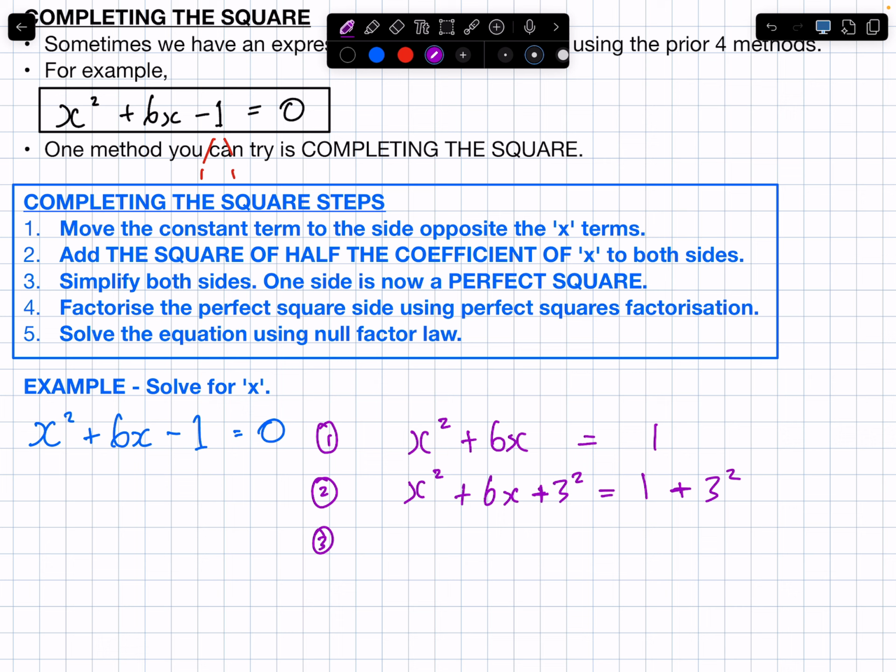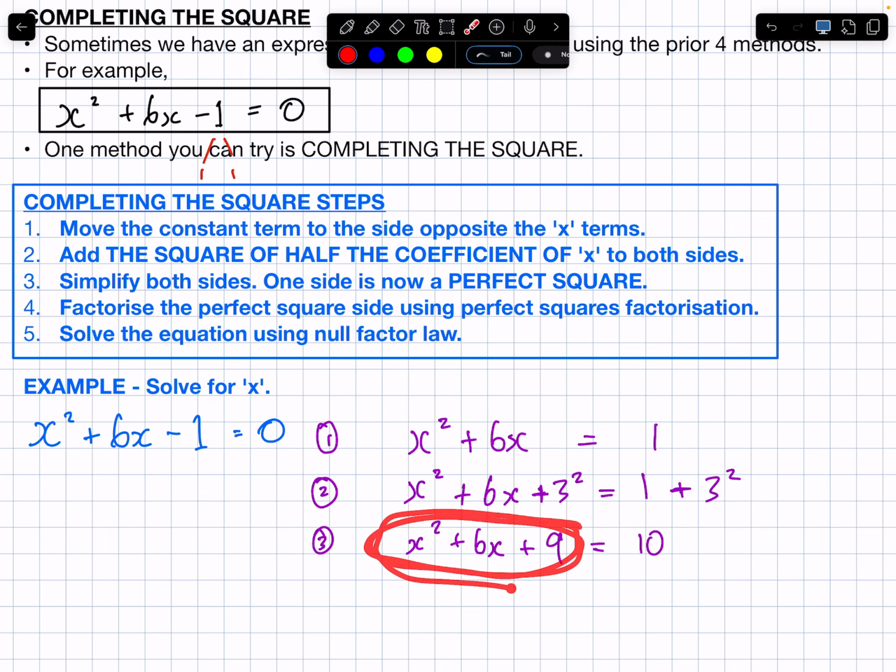Step 3, we simplify both sides. X squared plus 6x. There's nothing stopping me working out what 3 squared is. It's 9. And what's 1 plus 9 going to be? 10. What is the point of step 3? This, on the left-hand side, is now a perfect square.